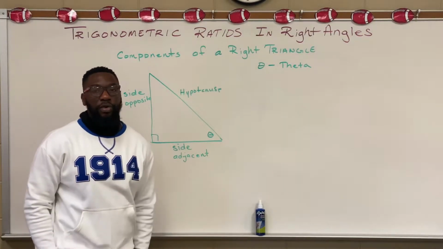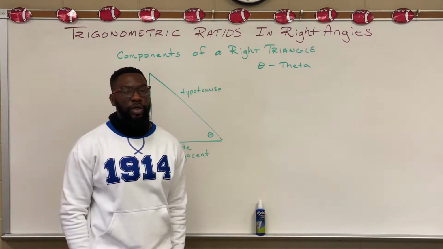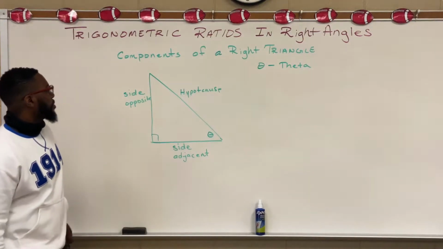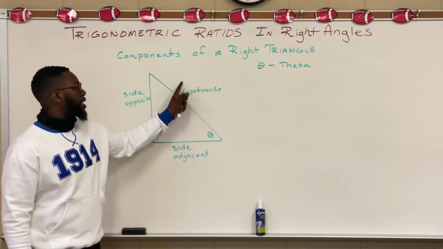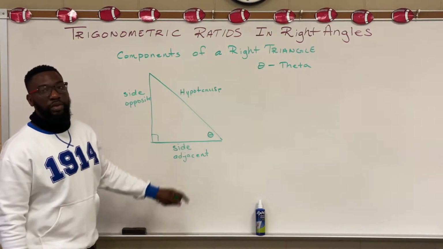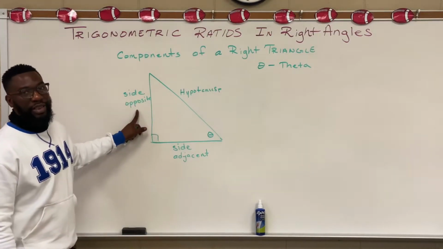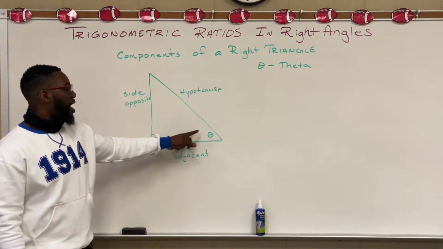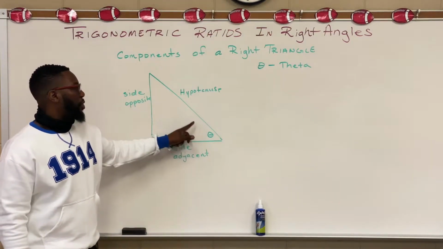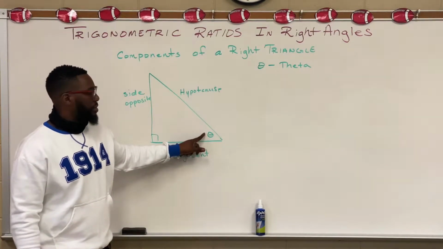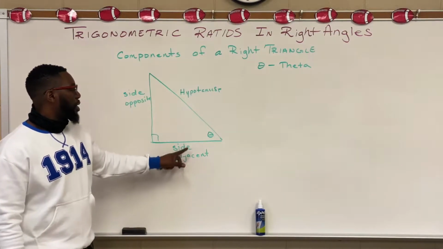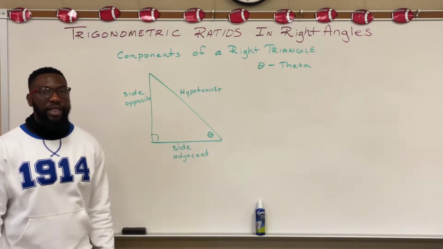There are 3 components of a right triangle that we're going to need to know in order to solve the trig ratios. The 3 components are hypotenuse, which is the longest side and also opposite of the right angle. We have side opposite. It's side opposite because it's always opposite of the angle that we're trying to find the trig ratios for, in this case, angle theta. We have side adjacent, which is adjacent to the angle that we're looking for, which is angle theta.